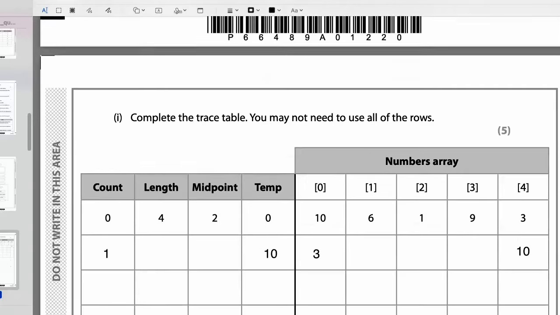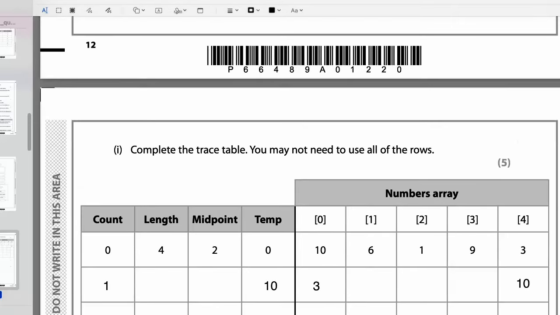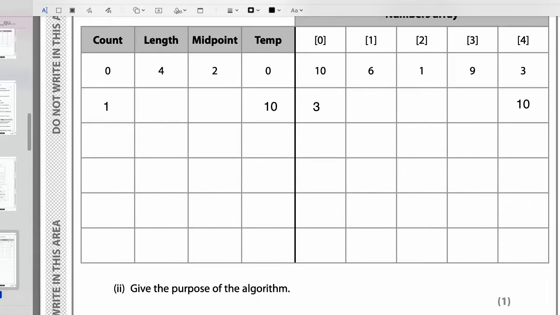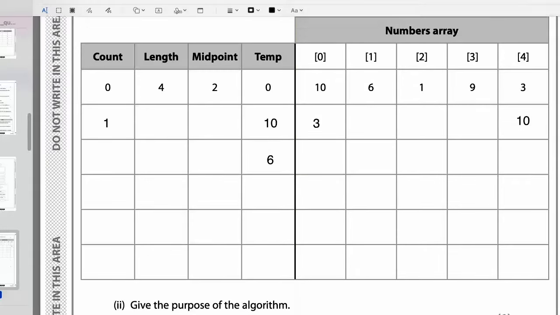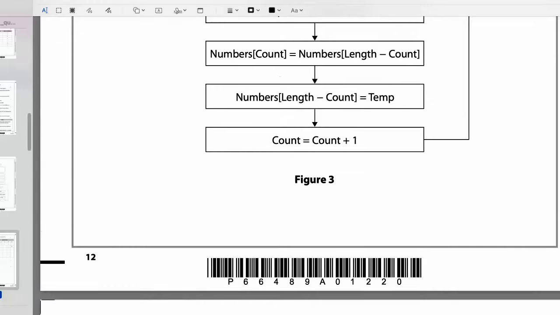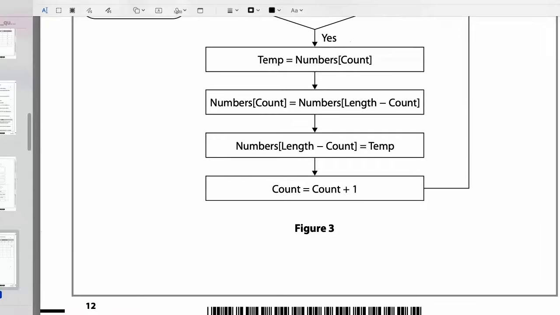Temp equals numbers count. So temp now, we scroll down, it's going to be equal to 6 because numbers count is 1, so 6 is going to now go in temp. So for some of you now, you might be able to sort of guess what's going to happen with this, what actually is going on with this algorithm.